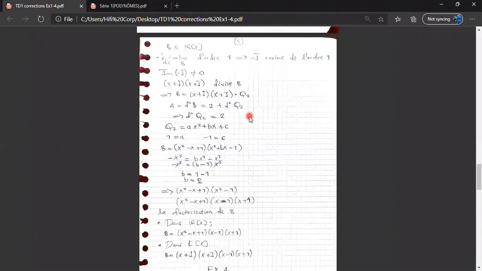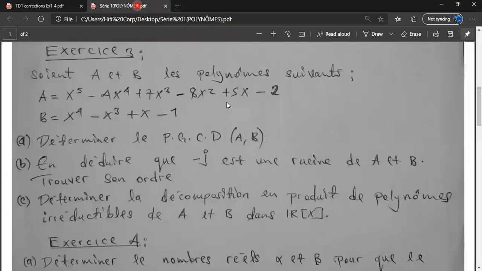Yeah, we'll continue with our TD1. We're doing exercise 4, so let us go to exercise 4.